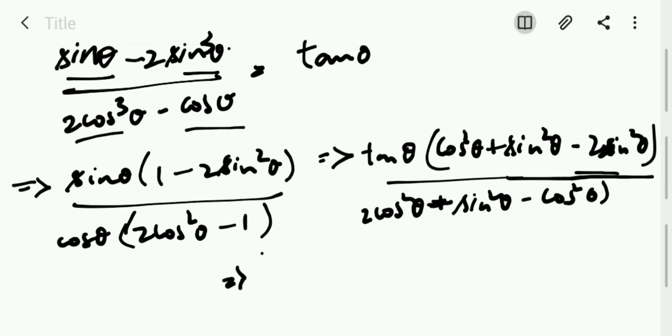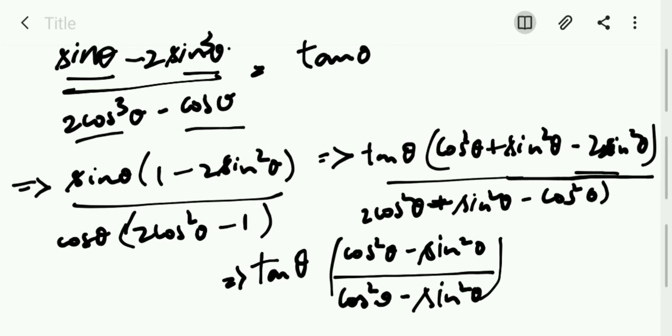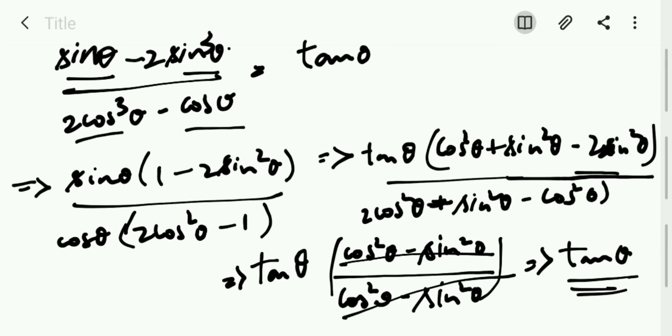Now how do you solve this? Tan theta, you have tan theta. I have got this as cos square minus sine square. Correct? Theta, because plus sine square theta minus 2 sine square theta gives us minus sine square theta, and in the denominator what we have, 2 cos square minus cos square, we have cos square theta and minus sine square theta as it is. This whole thing gets cancelled out, so what do you remain with, guys? It's tan theta.